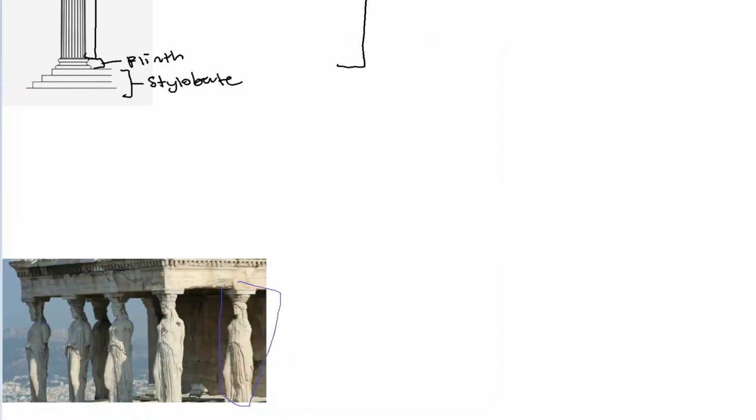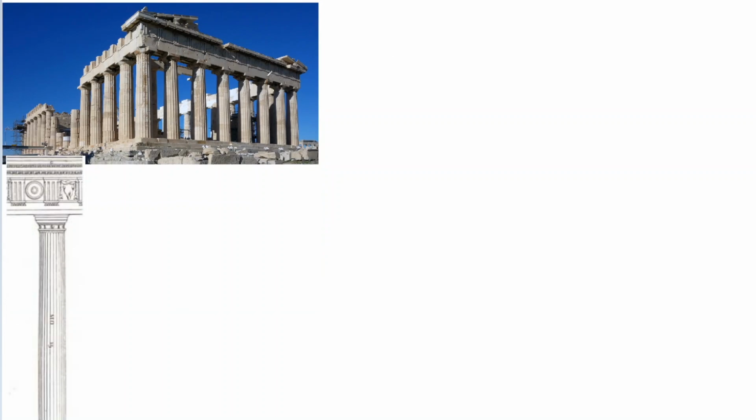Alright. Now before we move on to the actual orders, I would like to talk about these structures. These are known as caryatids, and that's basically when the pillars are carved in the structure of a woman. These sculptures are generally called korai; if it's a woman, it would be called a korai sculpture. But in this case, if it actually is the pillar, then it's called a caryatid. Moving on.